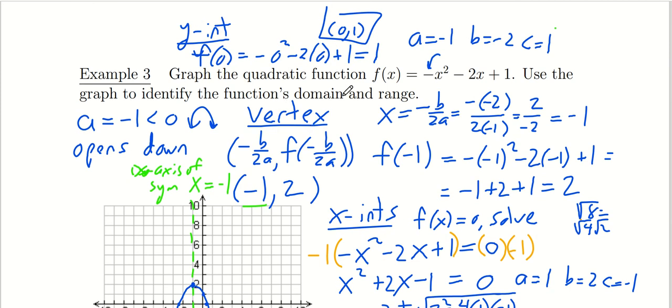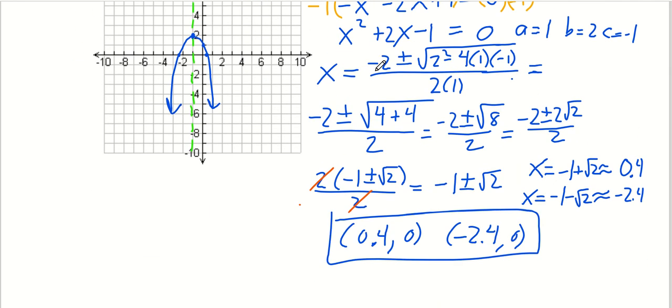We also were asked to find the domain and the range. Again, the domain, you're looking on the x-axis, how far to the left, how far to the right does this go? Well, it's a parabola, it's a polynomial, so we know it's going to be all real numbers. This graph goes all the way to the left and all the way to the right.